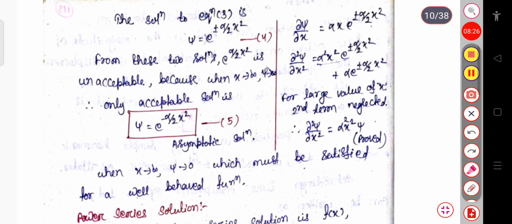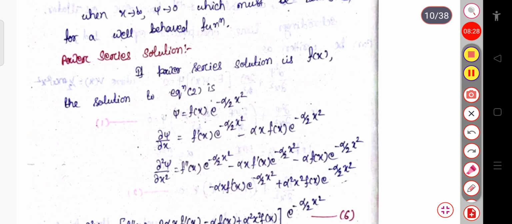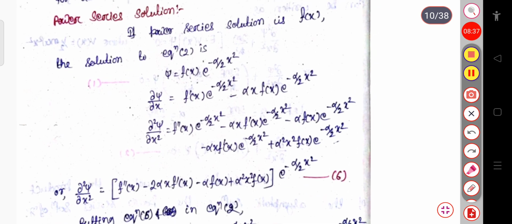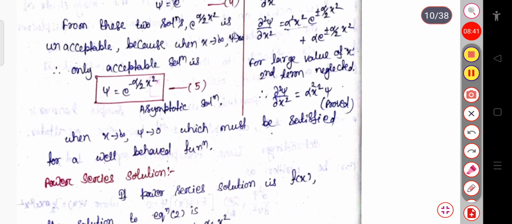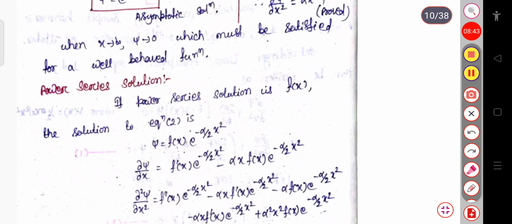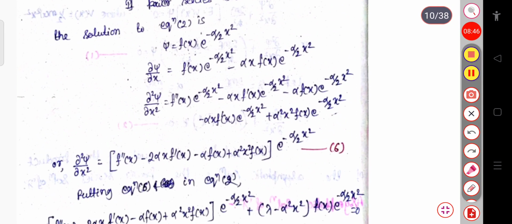Now we will see the power series solution. That is, the solution is the combination of the power series solution and the asymptotic solution. Now if I write the solution, psi equal to this exponential minus alpha by 2 x square into any function, that is f of x.